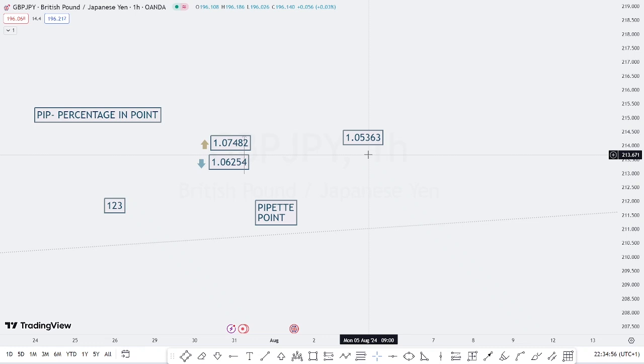You can buy this pair, you can also sell this pair. If you are buying, that means you are expecting the price to go up for you to make money. And if you are selling, you are expecting the price to go lower for you to make money.